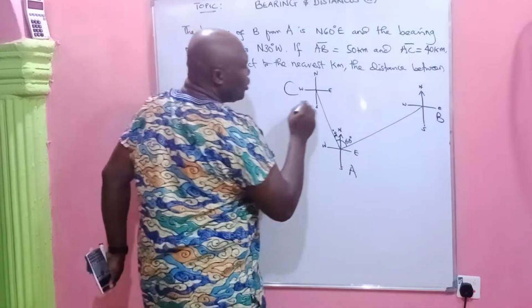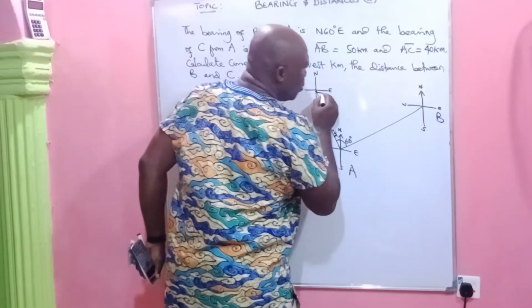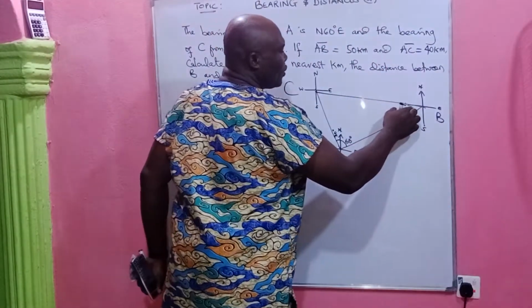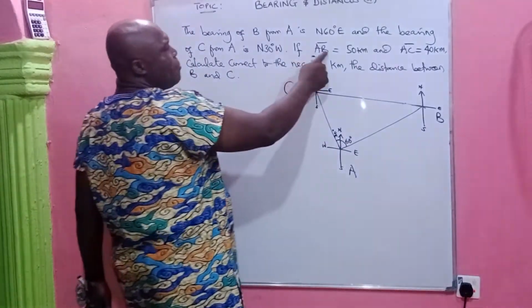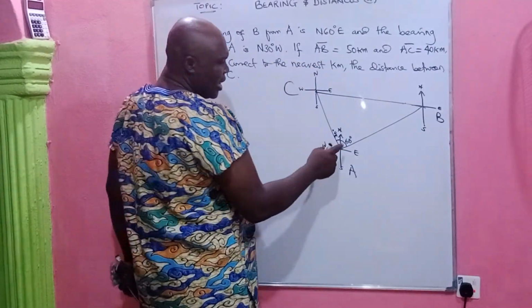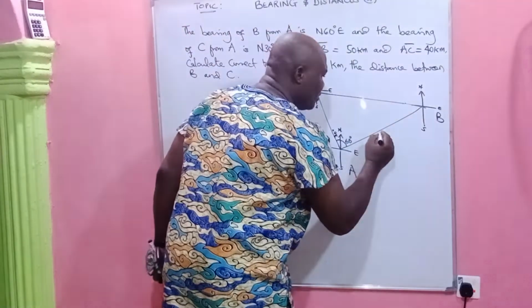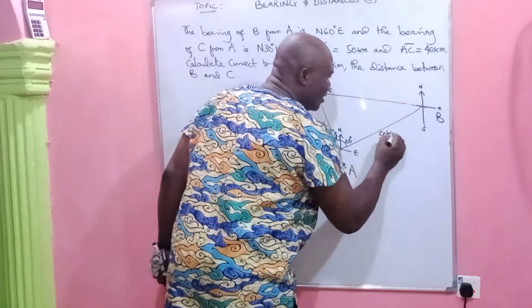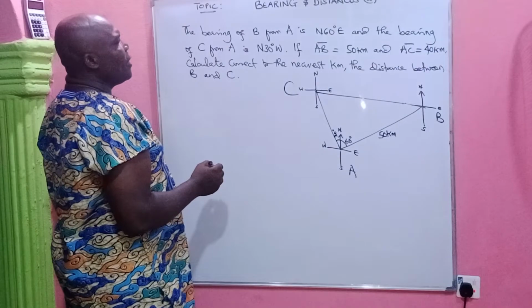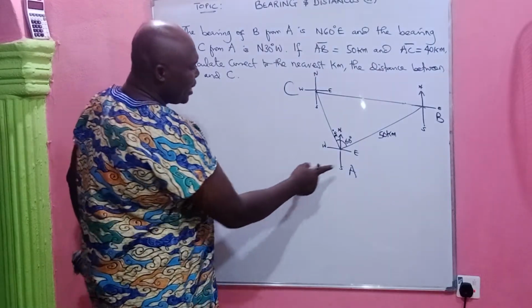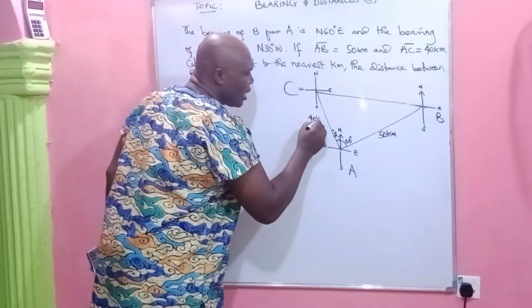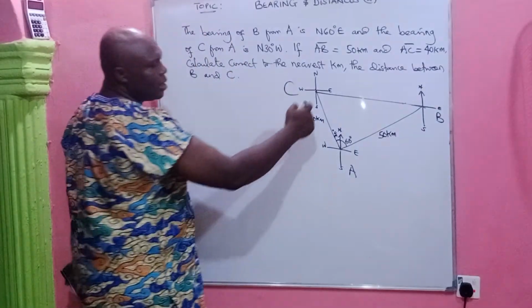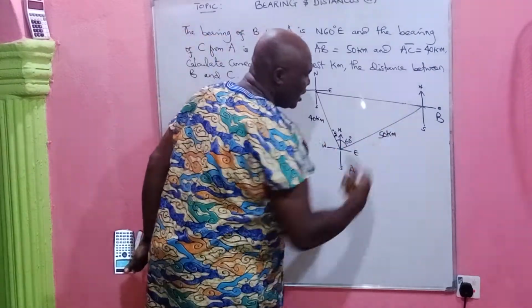Now, let's join the 2 points together. When we join the 2 points together, it gives us a triangle. But note that they have said AB is 50 kilometers. AB. So here is 50 kilometers. That's why it is longer. And then they now say the AC. AC is 40 kilometers. Here is 40 kilometers. That's why it's shorter. You can see 40 is shorter, but 50 is longer.